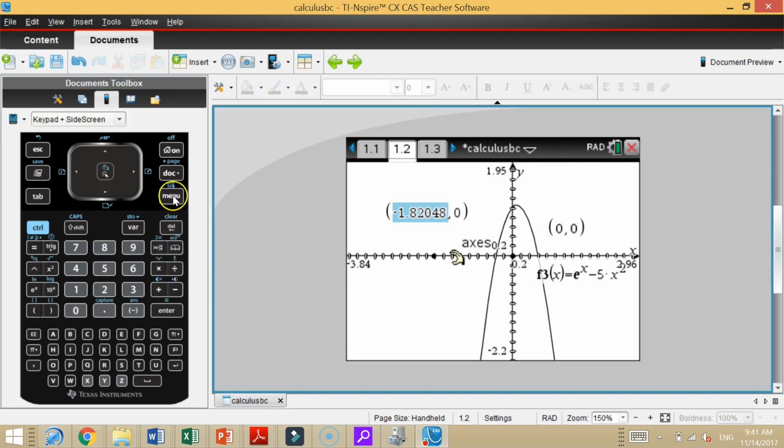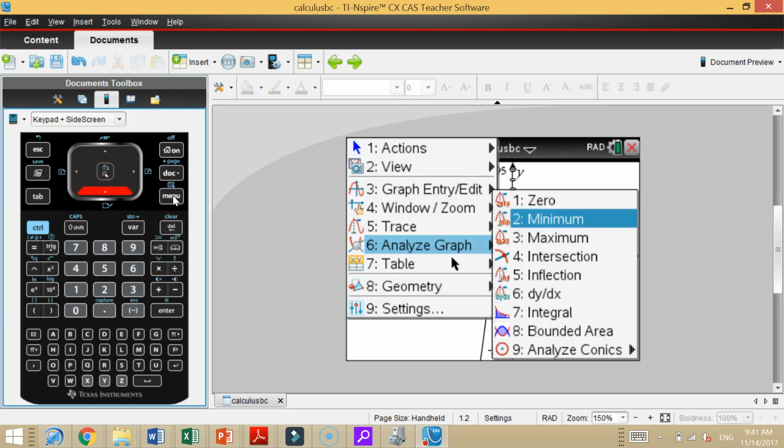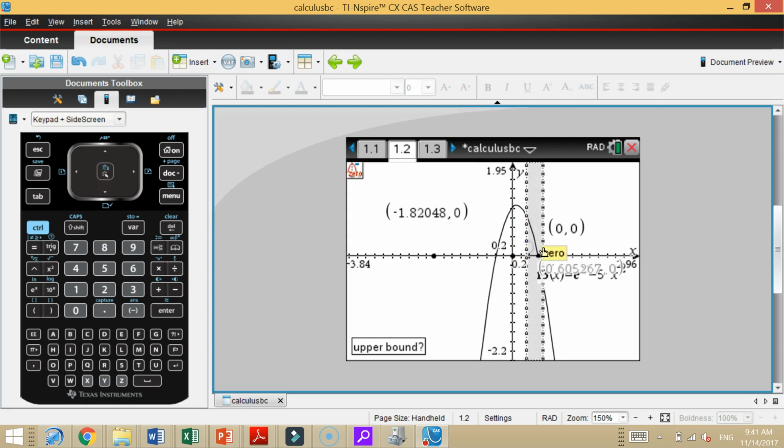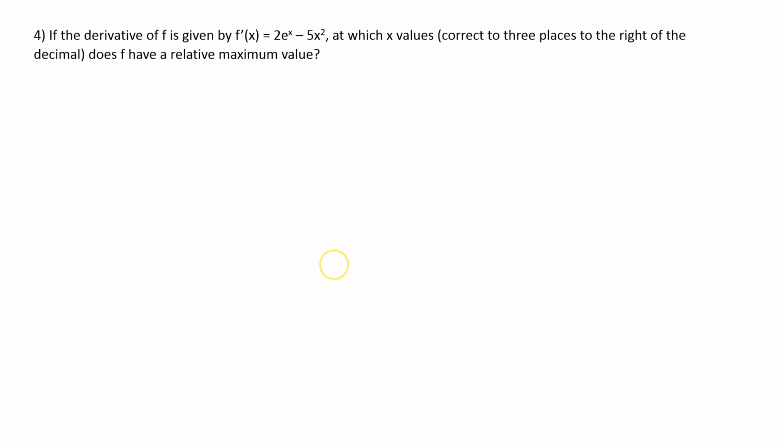So what I'm going to do is go to Menu, Analyze Graph. I'm going to find the 0, right? Because this is the derivative graph. I don't care about this graph. I care about f. I'm going to find out what that 0 is right there. Looks like that happens at 0.605267. So x equals 0.605267. And why is that? Because f prime of x changes from positive to negative. Okay, that's it. That's all there is to it.